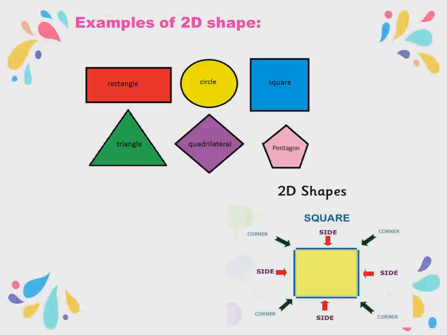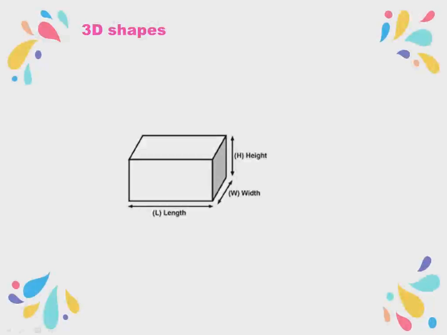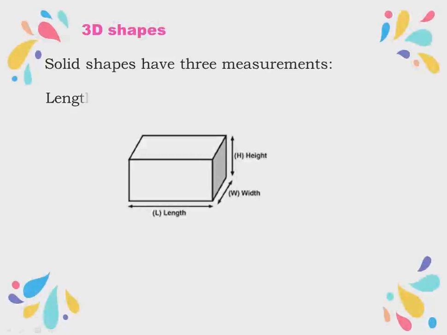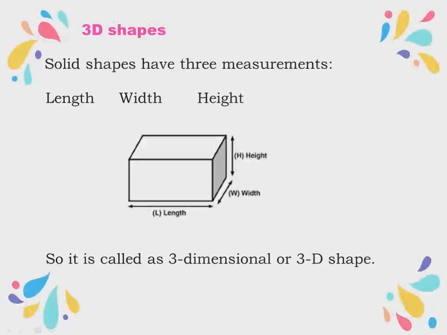And for 2D shapes, for example, if I take a square, it has sides, yes or no? So, how many sides are there here? Four sides are there, and these places where two sides meet are called corners. What is this called? Corners. And corners are also called vertex. What are they called? Vertex. V-E-R-T-E-X. Vertex.